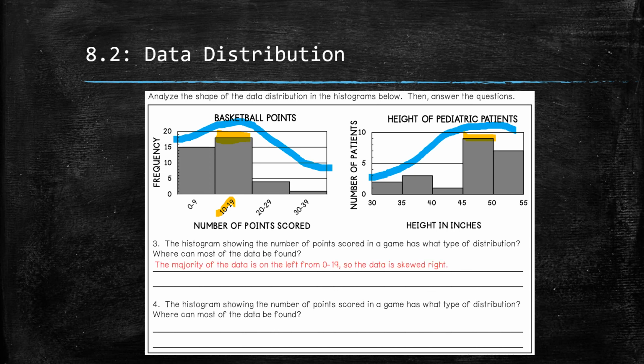The next question is a typo, as we're not answering the same question twice. So the histogram showing the height of pediatric patients has what type of distribution and where is most of that data found? Well, here it looks like most of my data is on the right, so it is skewed left. And my high point is at that range between 40 and 50.